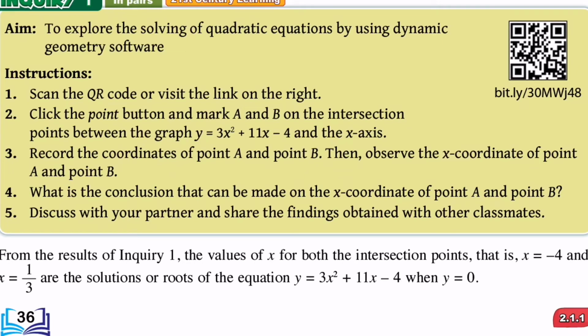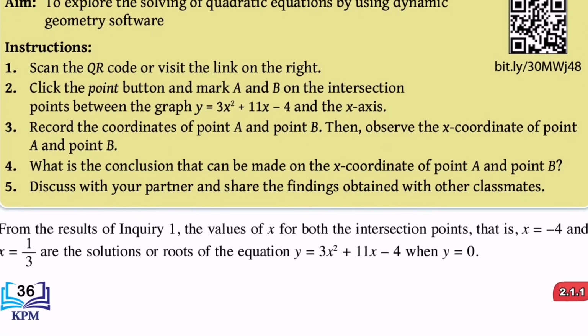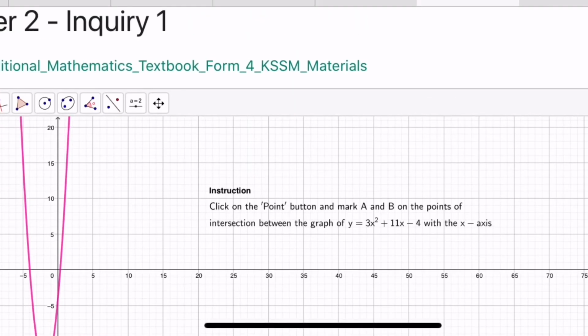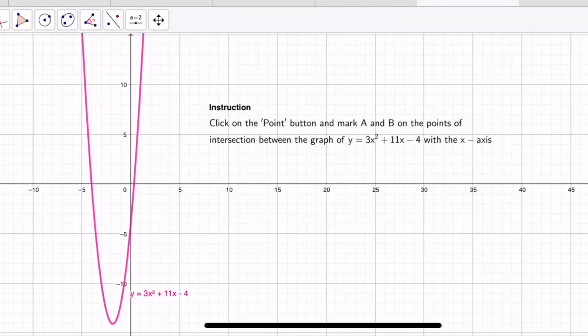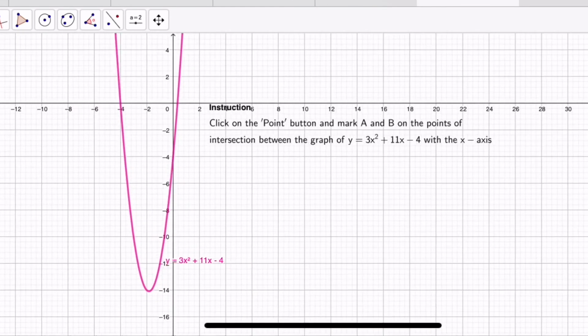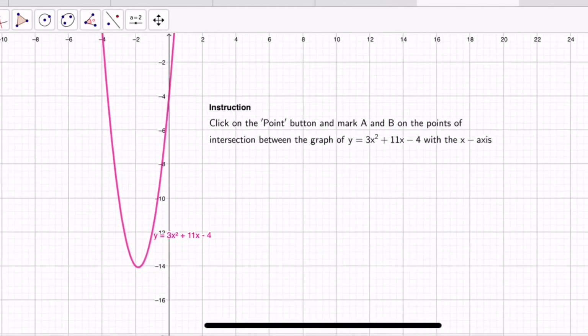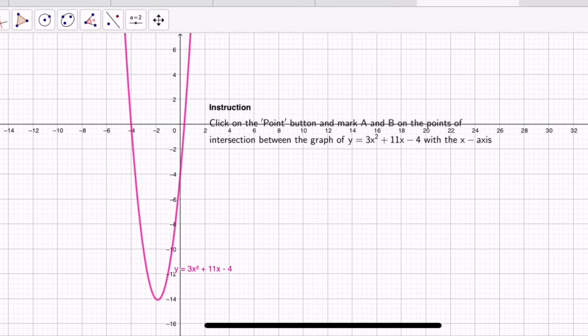So let's study the graph and then study the point where the curve or the quadratic function cuts the x-axis. Okay, you will notice that there are 2 points for this example that I'm going to show you now. Okay, let's have a look. Okay, this is example of the Geogebra. So we need to click the point button and mark A and B. Point A and point B actually are the intersection between the quadratic function given, y equal to 3x squared plus 11x minus 4, with the x-axis.